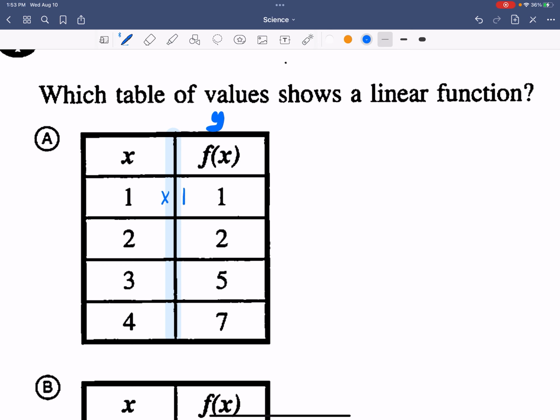1 times 1 is 1. 2 times 1 is 2. So far, so good. But 3 times 1 is not 5. Nor is 4 times 1 going to equal 7. So because we have differences there, we don't have equals all the way down. This is not a linear function.